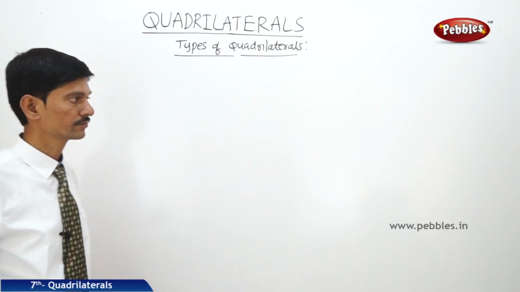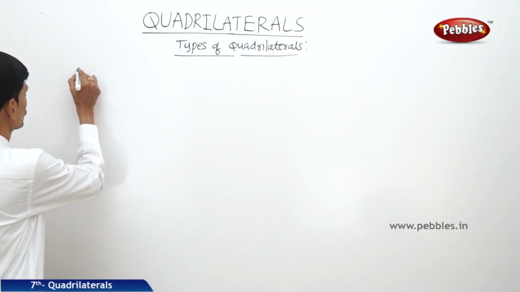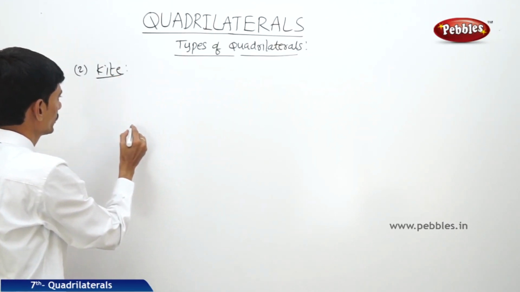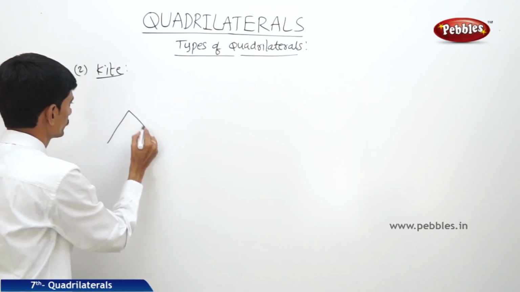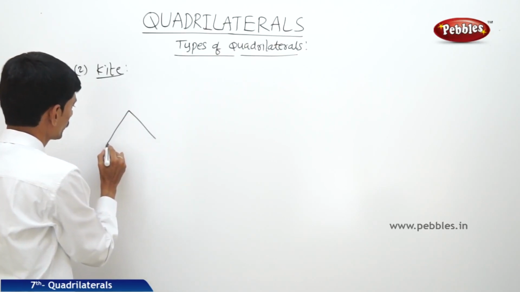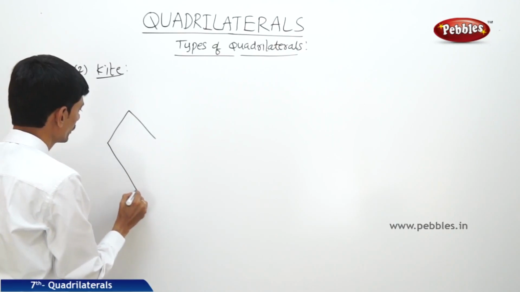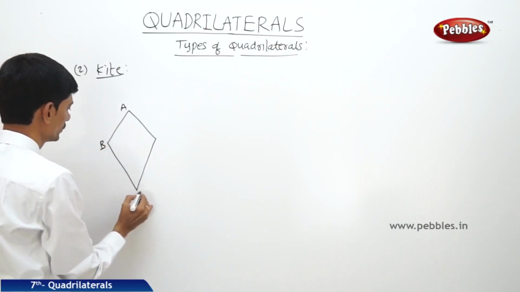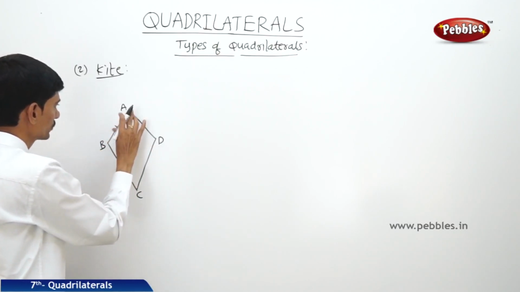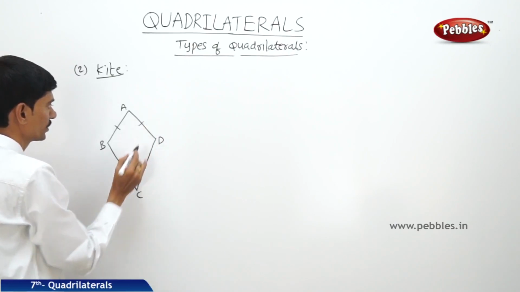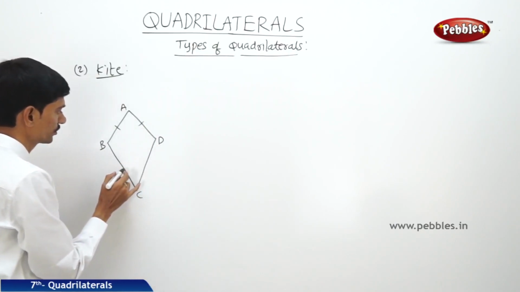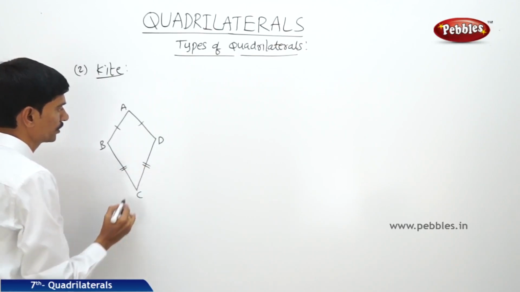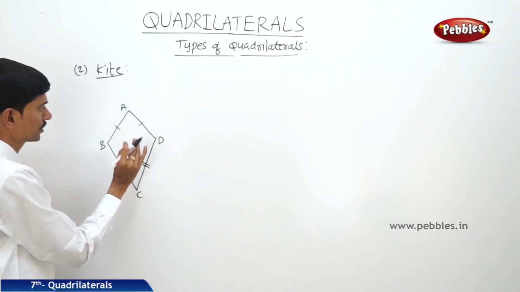Now the second type of quadrilaterals is a kite. Now if you take a quadrilateral in which two pairs of consecutive sides are of equal length, so in the quadrilateral ABCD, the two consecutive sides AB and AD are of equal length, and the other two consecutive sides BC and CD are also of equal length. Such quadrilateral is called a kite.